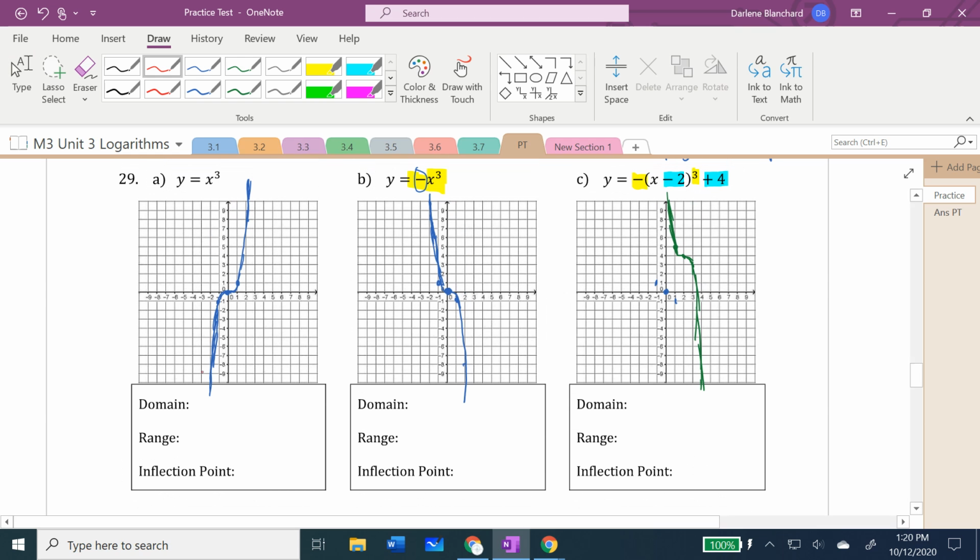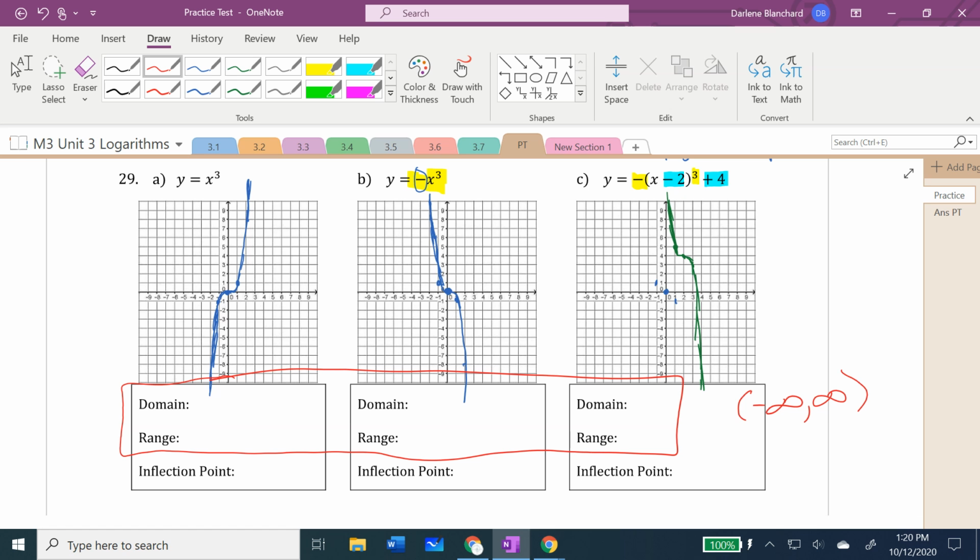And does everyone know that for these graphs, domain and range all the way through negative to positive infinity, every one of those answers? The inflection point is at the origin before movement, and then after movement, we moved it to the point +2, +4.